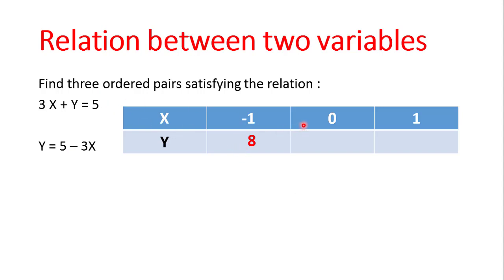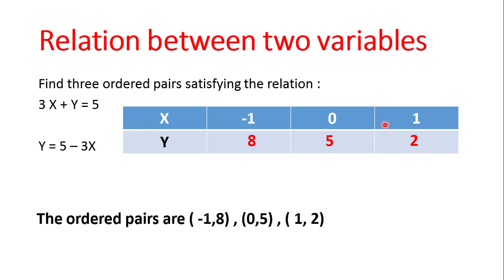Okay. If x is 0, I'll put 0 here. So y will be 5 minus 0 because 3 times 0 is 0. So y equals 5. So the second ordered pair is 0 with 5. The last one, if I put x as 1, so y equals 5 minus 3 because 3 times 1 is 3. So y equals 5 minus 3, which is 2. So now we have three ordered pairs: negative 1 and 8, 0 and 5, 1 and 2.